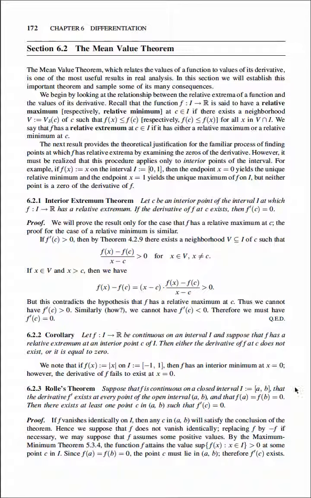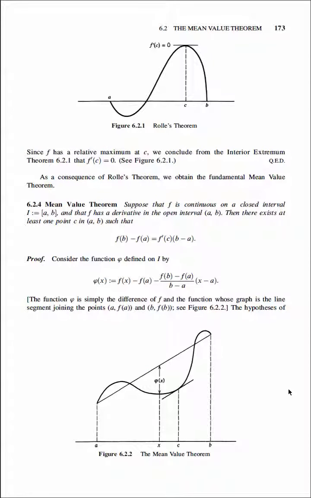Now we get to Rolle's theorem, 6.2.3. This is old hat from Calc 1. It says that if f starts and ends at the same height, and if it's continuous and differentiable between, then there's a place in the middle where its derivative is 0. This should be pretty obvious if you draw a drawing, which your book was actually kind enough to do.